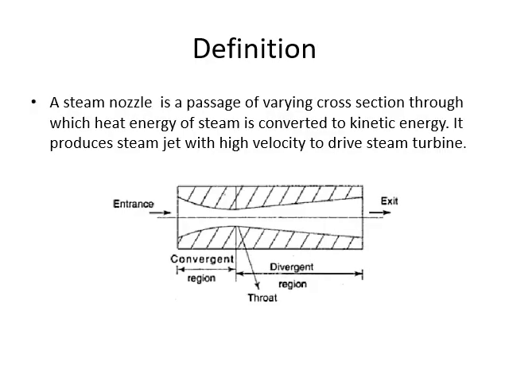So we start with the definition. A steam nozzle is a passage of varying cross section through which heat energy of steam is converted to kinetic energy. It produces a steam jet with high velocity to drive a steam turbine.